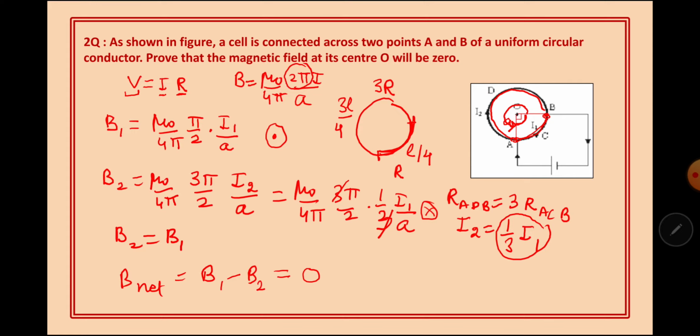Students, again I'm repeating, the angle was given to be 90. Even if it was 60, or any other angle, my answer will always turn out to be 0 for this situation, whenever the cell or battery is connected across any two points of the given circular conductor. All right, now let's move on to the next question.